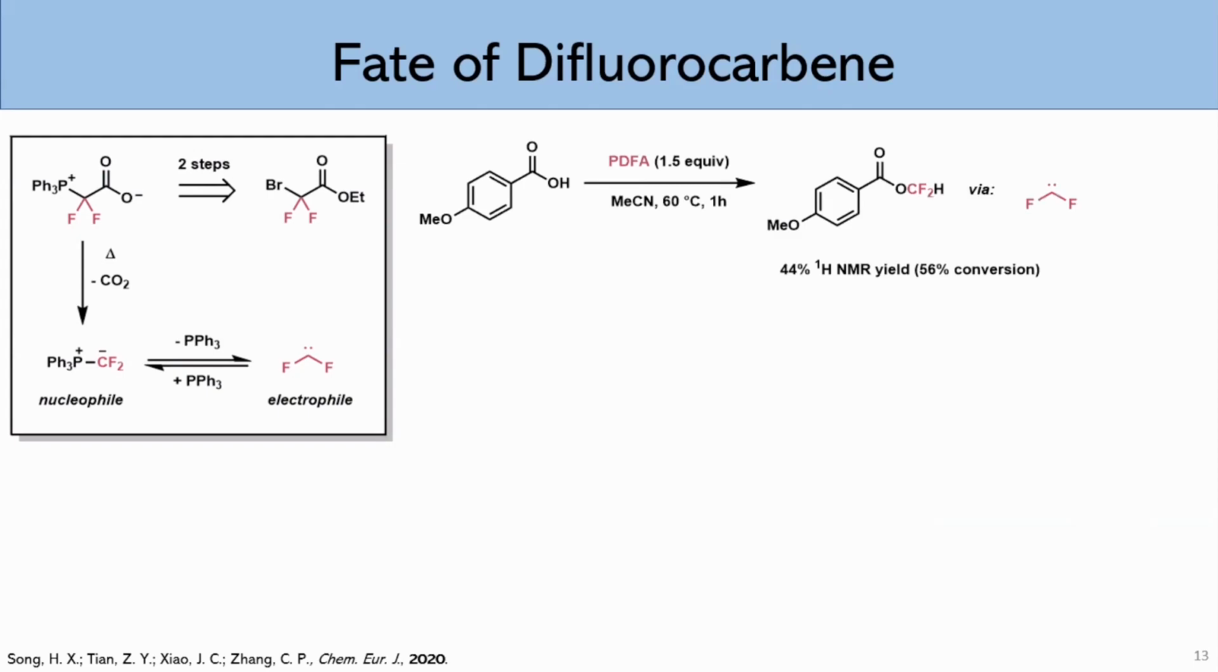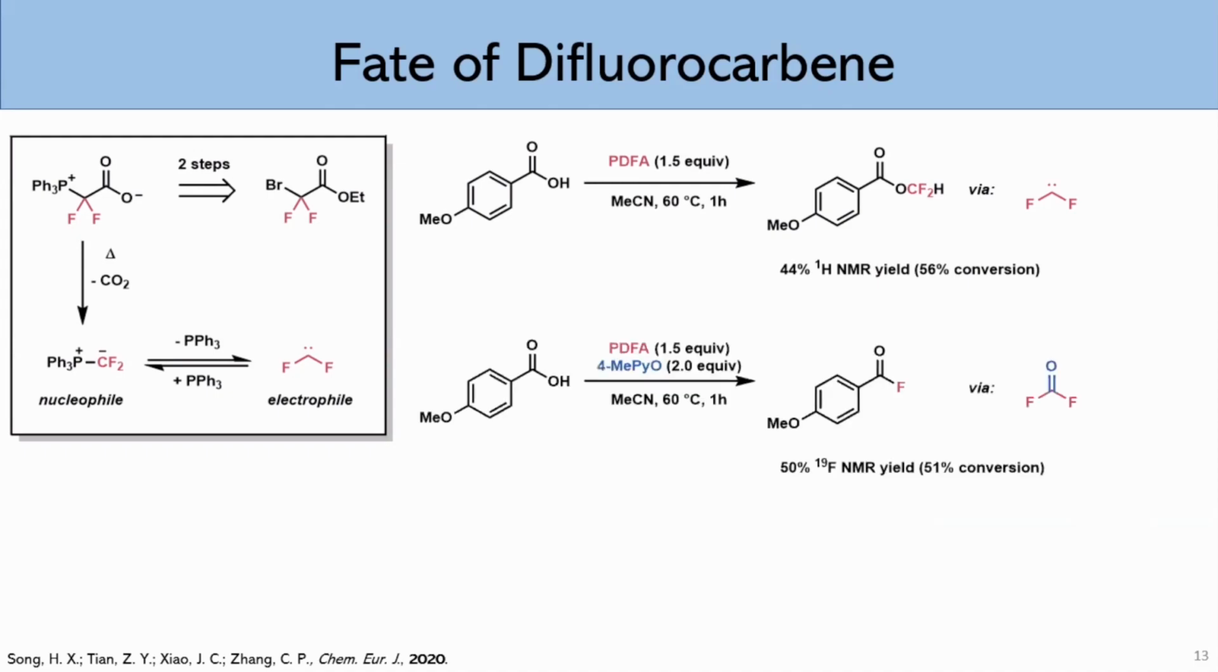First, Tristan set out to see what happens if you just treat a carboxylic acid with PDFA, and it does undergo this carbene activity where you get OH insertion to access these difluoromethyl esters. He then took it upon himself to treat this carboxylic acid with our optimized reaction conditions, and he sees 50% yield by fluorine NMR of an acyl fluoride.